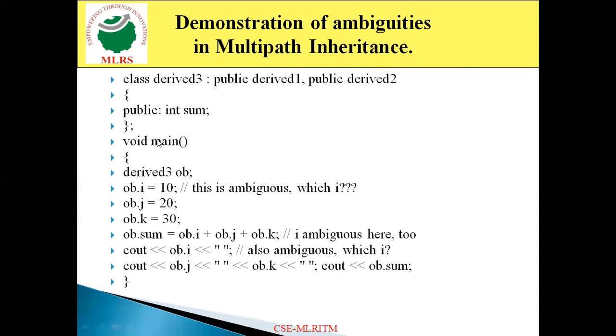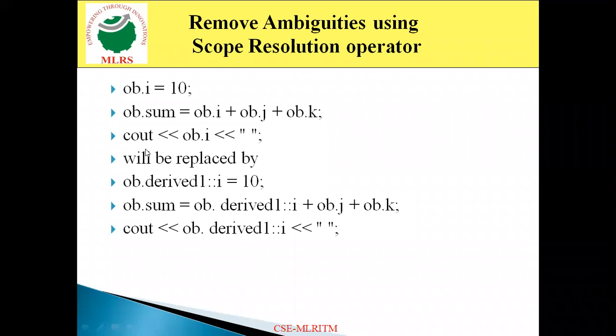To avoid this particular problem, we make use of one particular concept that is nothing but virtual base. Look at this. In order to remove ambiguities, we can also use the scope resolution operator. Now how the scope resolution operator works, look at this. ob.i is equal to 10. Simply I am using ob.sum is equal to ob.i plus ob.j plus ob.k. I am printing ob.i. So in order to avoid that, here I am using one particular operator that is nothing but the scope resolution operator.